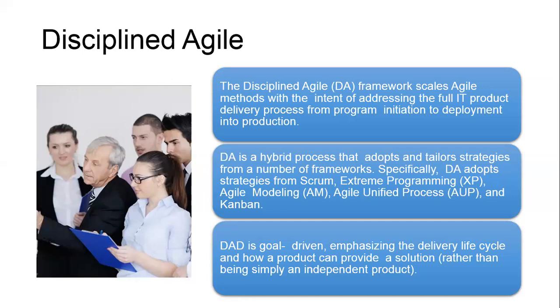Disciplined Agile is a hybrid process that adopts and tailors strategies from a number of frameworks. Specifically, DA adopts strategies from Scrum, XP, Agile Modeling, Agile Unified Process, and Kanban. Disciplined Agile is goal-driven, emphasizing the delivery lifecycle and how a product can provide a solution rather than being an independent product.